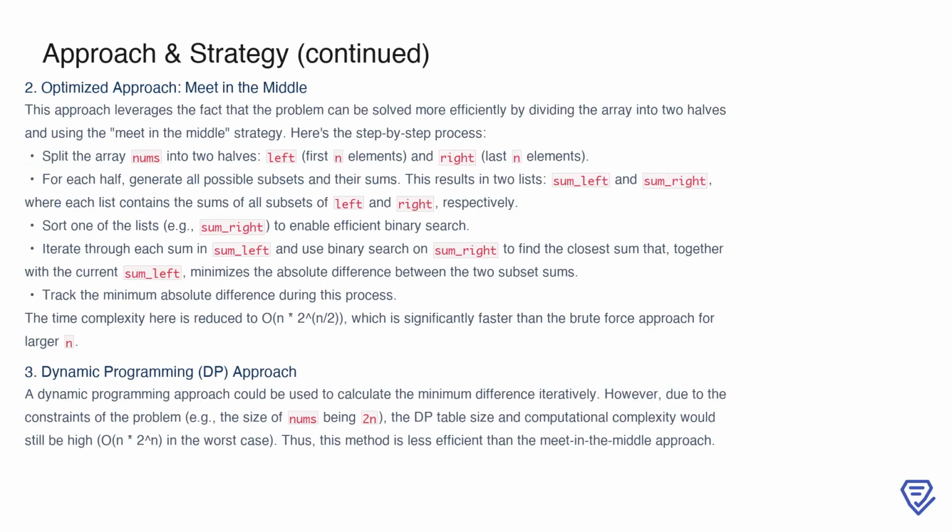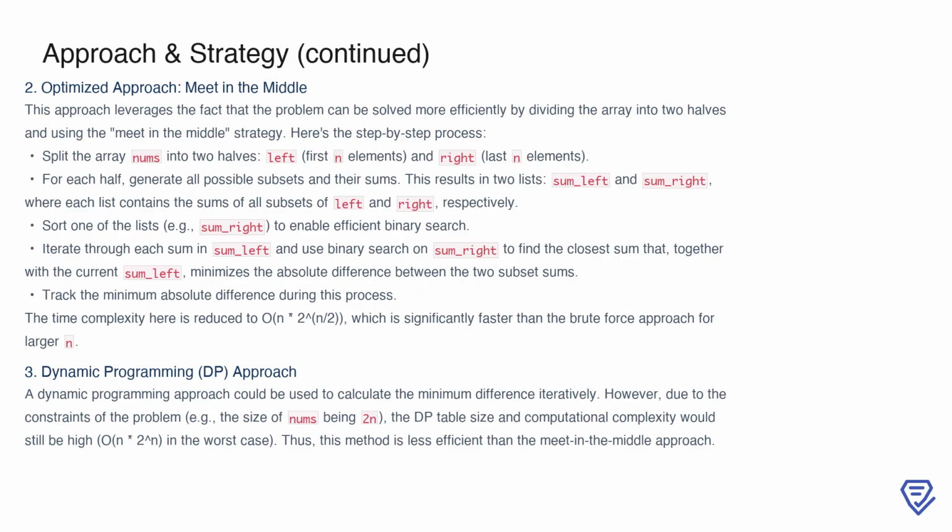An optimized approach to tackle this problem is the meet-in-the-middle strategy. This method begins by splitting the array nums into two halves. The first n elements form the left half, and the last n elements form the right half. We then generate all possible subsets of each half and calculate their sums. This results in two lists, sum_left, containing the sums of all subsets from the left half, and sum_right, containing the sums of all subsets from the right half. Next, we sort one of these lists, such as sum_right, to enable efficient binary search.